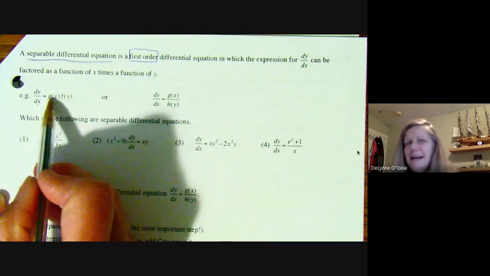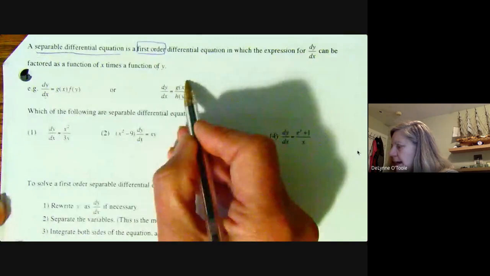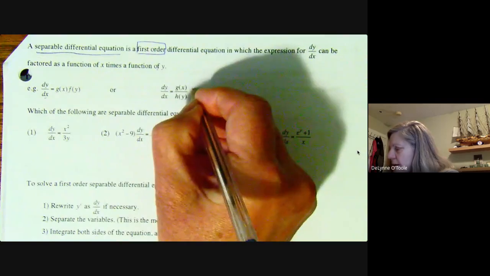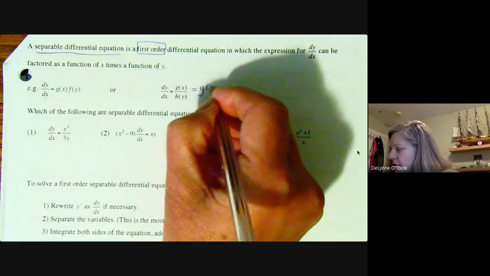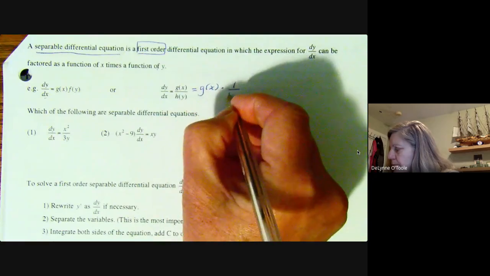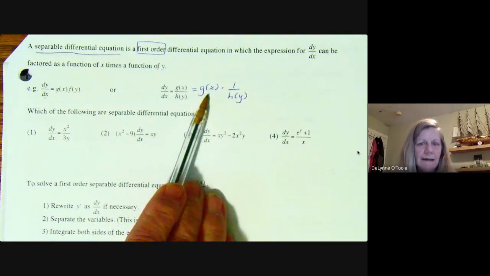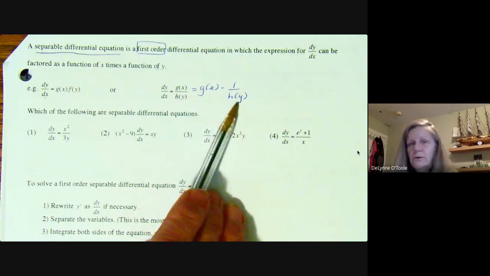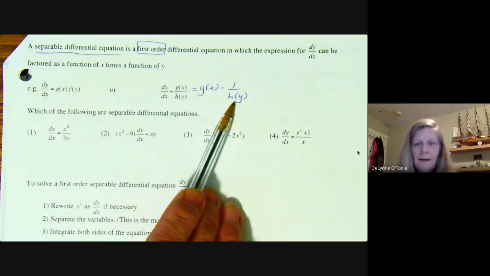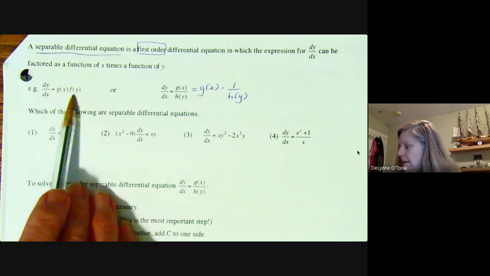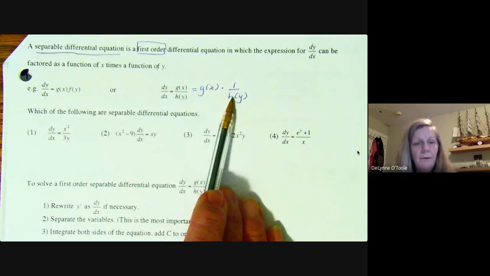Now sometimes that's kind of in disguise as a rational function or a function that's a fraction. But of course, those types of functions can be broken out into the product of one function that's only in terms of x and another function that's only in terms of y. Okay, so if you can look at a differential equation and see that it's in this form or this form, it is separable, and you will be able to solve it. You will be able to figure out what the solution to that differential equation is.